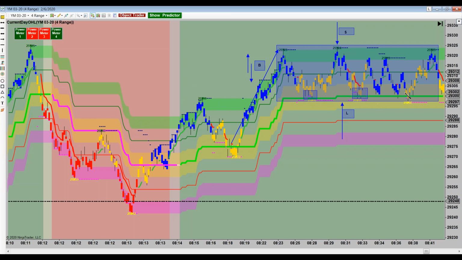And here's a long trade right here. Right? 1, 2, well, you could have taken that one. I don't know if you would have taken this one or not, because you were anticipating, and frankly, this market could go either way.